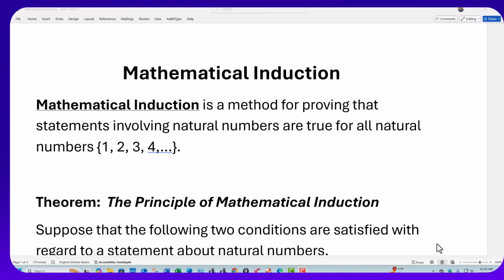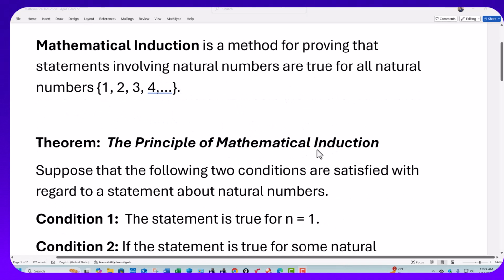In this video, we're going to look at mathematical induction. So here's a brief definition of it. Mathematical induction is a method for proving that statements involving natural numbers are true for all natural numbers. And of course, the natural numbers are 1, 2, 3, 4, and so on. There's several types of proofs that you can use in mathematics, especially advanced mathematics: direct proof, indirect proof, proof by contradiction. This particular one is used when the statements involved are strictly natural numbers.